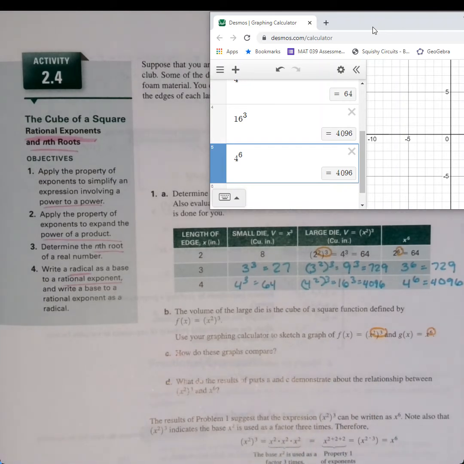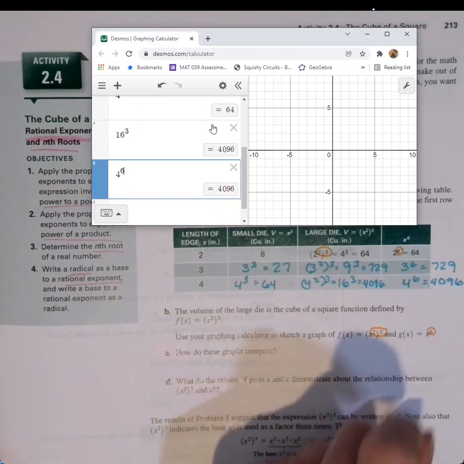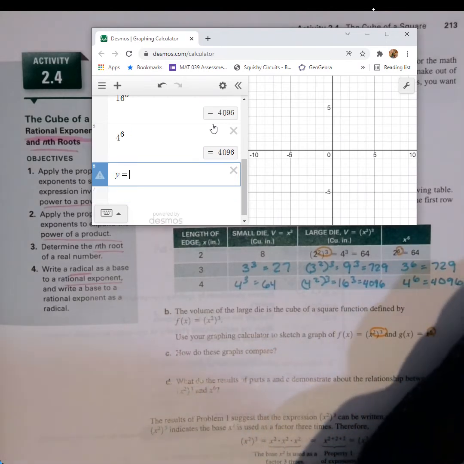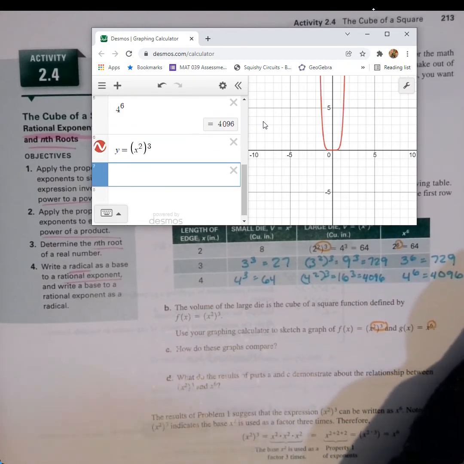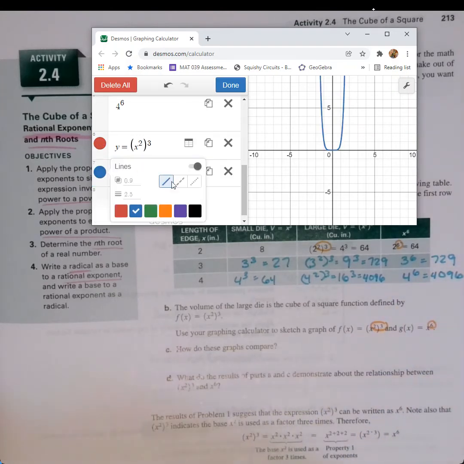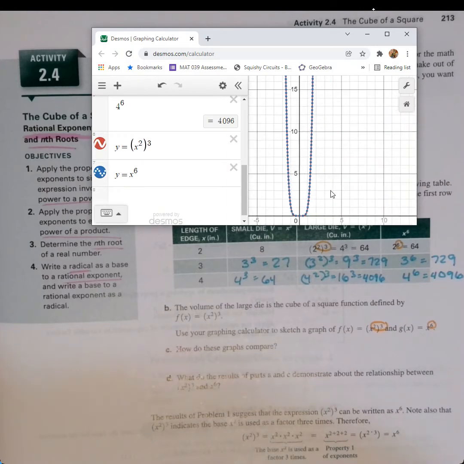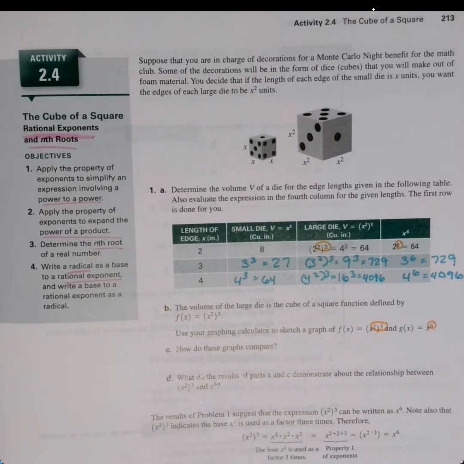We also want to compare the graphs of these. So we've compared numerically that we're getting the same thing. We're going to compare graphically, just as an illustration of this property. If I graph y equals x squared to the 3rd, and I graph y equals x to the 6th, I can make one of these dotted and should observe that the graphs of the two functions are identical. The dotted graph falls right on the solid graph line. So the graphs are identical.